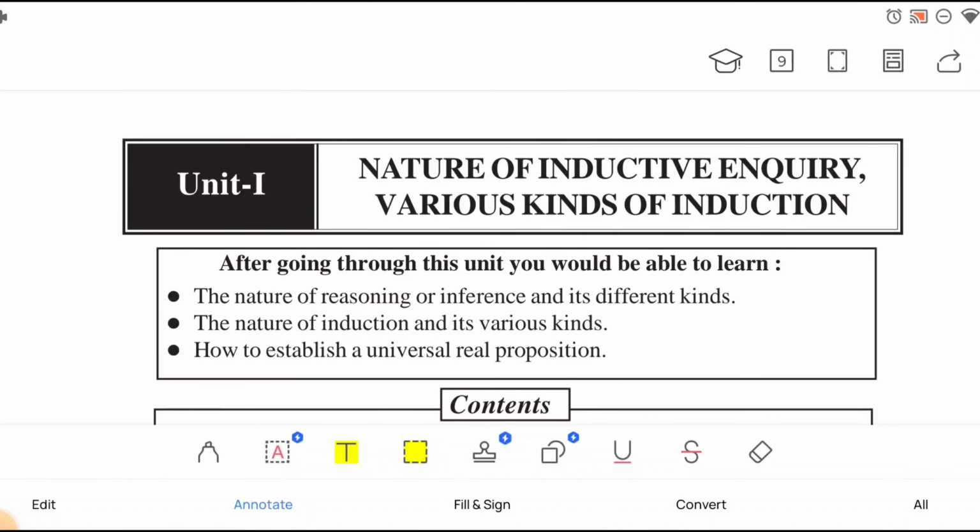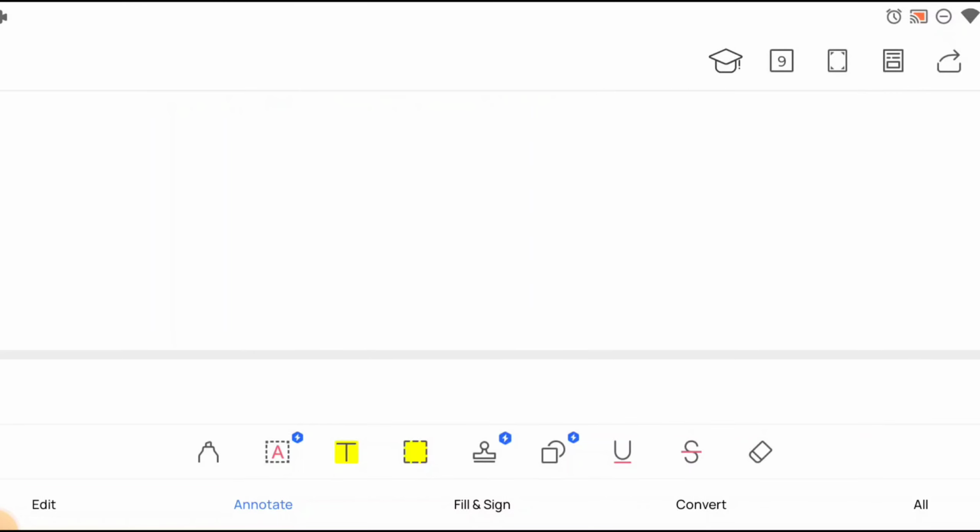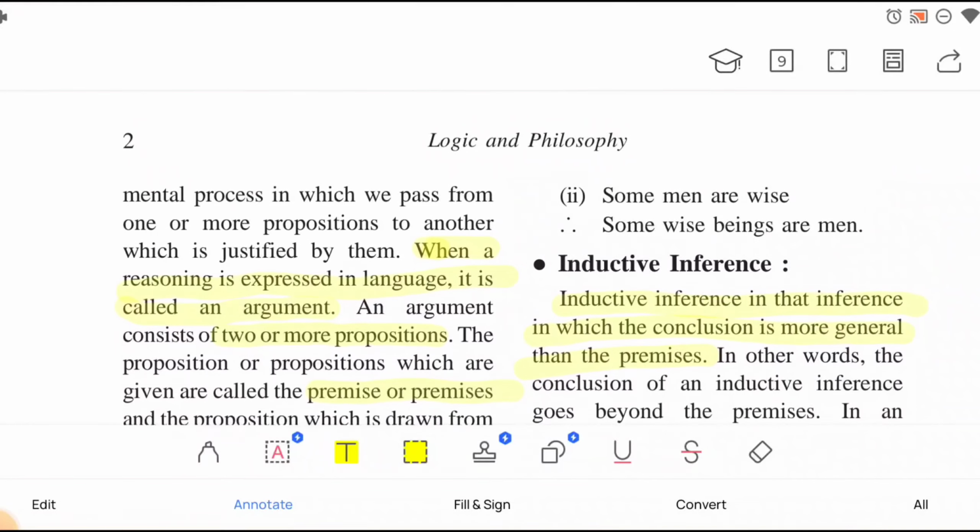Ami পঢ়ি আছিলো তোমালোকৰ logic and philosophy first unit 2. So we have already discussed many things. We have learned about deduction, induction and different types of induction and their definitions, etc.